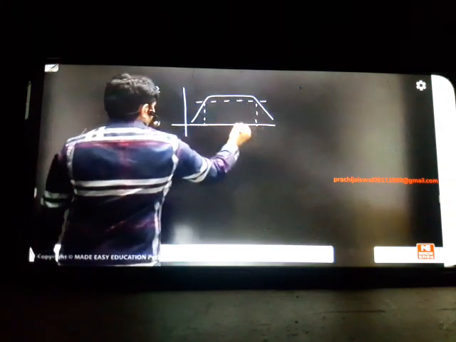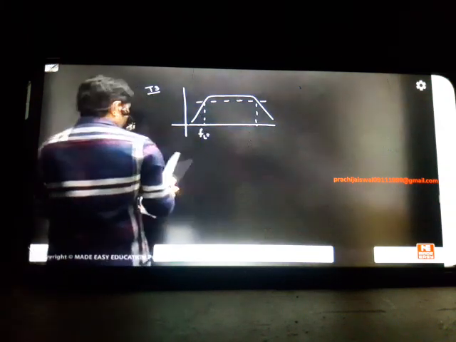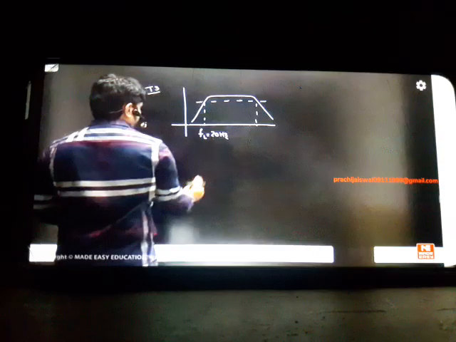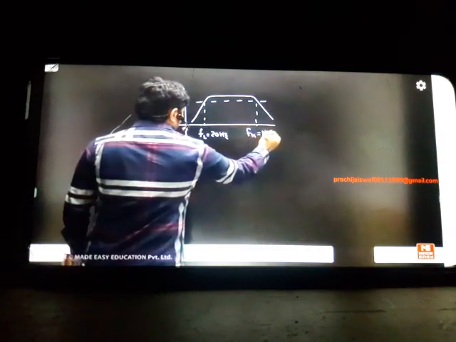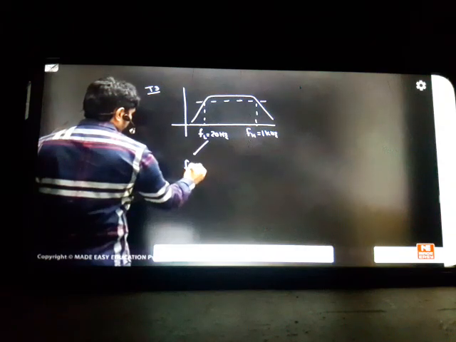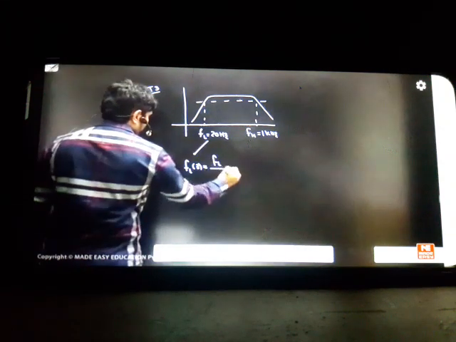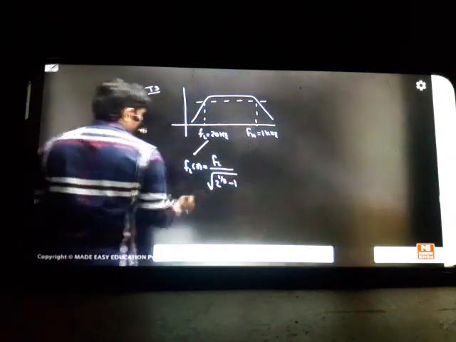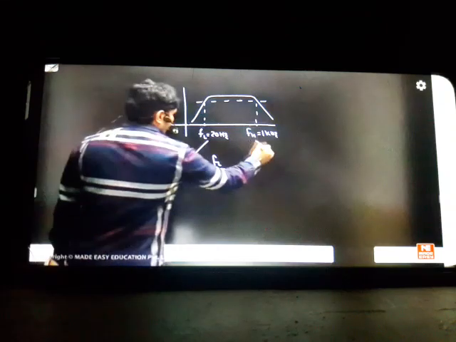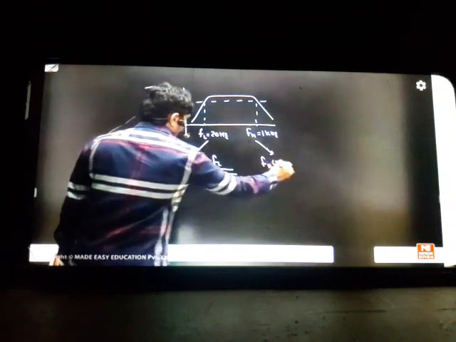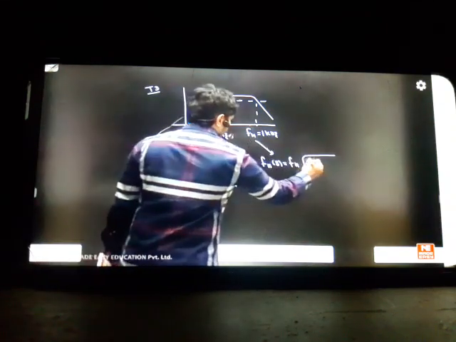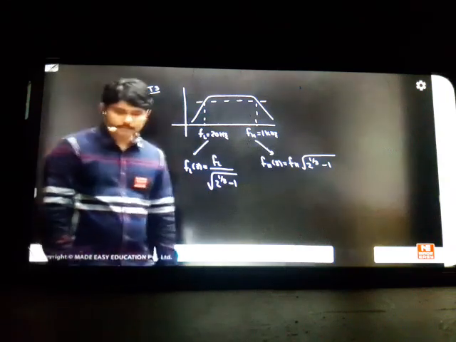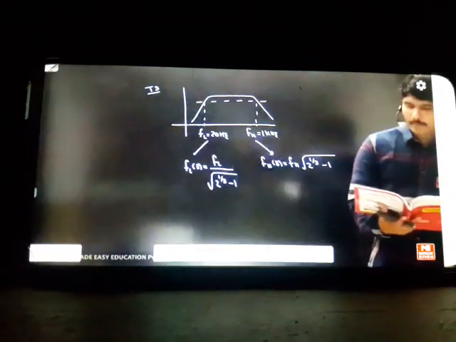This is one frequency, this is one frequency. FL he has given as 20 Hz, and FH he has given as 1 kHz. So he is asking for 3 identical stages. If you want these answers, FL of 3 stages, you know the formula, I think: FL divided by under root of 2 power 1 by 3 minus 1. You just solve this for the lower cutoff frequency for 3 stages. And if you want this answer, FH of 3 stages will be equal to FH into under root of 2 power 1 by 3 minus 1. So please try to solve this too and see what the boundaries of your response will be.